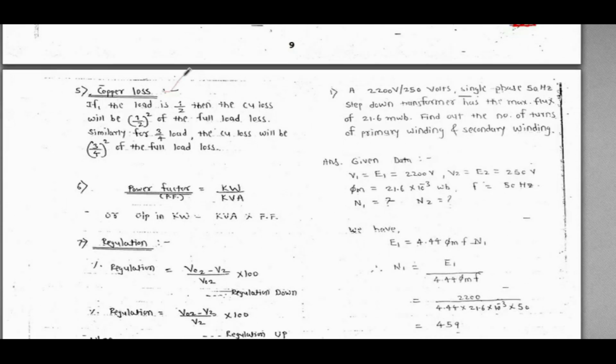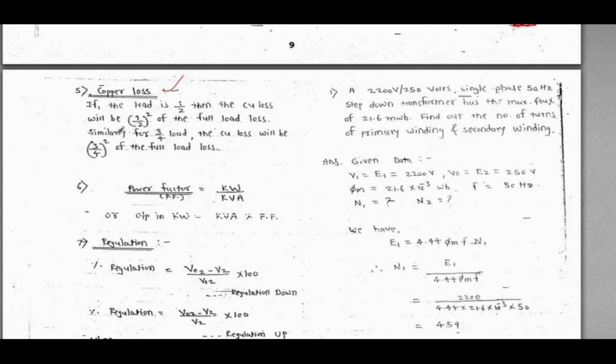copper loss. We know that there are two types of loss, copper loss, that is variable loss, and iron loss, that is fixed loss. Copper loss varies as per the load. Hence how we can calculate copper loss, here it is given, if the load is half, then the copper loss will be half square. If you want to calculate efficiency at half load, how we can calculate copper loss? The copper loss will be half square of the full load loss.